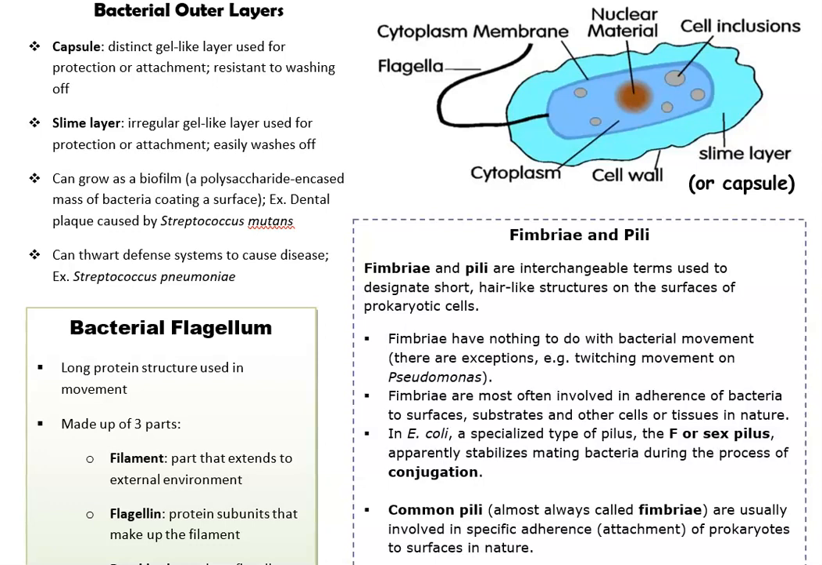Over here on the right, you can see the main parts of the bacterial cell. You have the nuclear material found in the nucleoid region, because remember, they don't have a nucleus. You have your cytoplasmic membrane. Then you're going to have a cell wall. This is a flagella. The cytoplasm is like the gel-like material in the middle. And the slime layer or a capsule would be on the outside here.